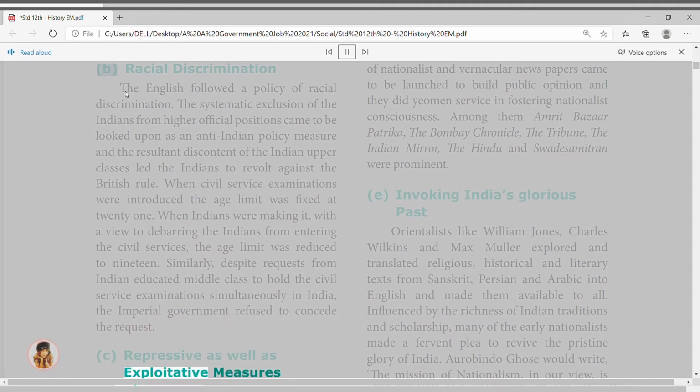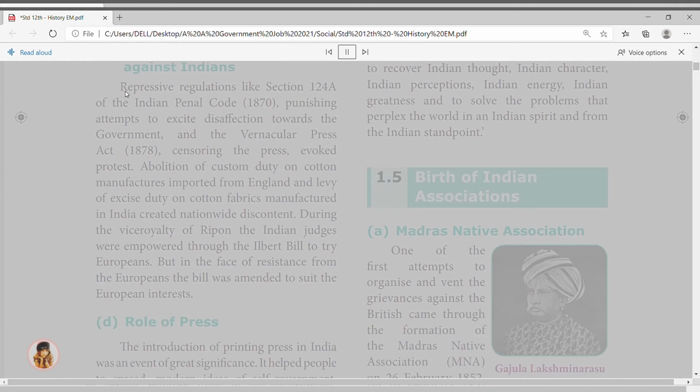C. Repressive as well as exploitative measures against Indians. Repressive regulations like Section 124A of the Indian Penal Code, 1870, punishing attempts to excite disaffection towards the government, and the Vernacular Press Act, 1878, censoring the press, evoked protest. Abolition of custom duty on cotton manufactures imported from England, and levy of excise duty on cotton fabrics manufactured in India created nationwide discontent. During the Viceroyalty of Ripon, the Indian judges were empowered through the Ilbert Bill to try Europeans. But in the face of resistance from the Europeans, the bill was amended to suit the European interests.